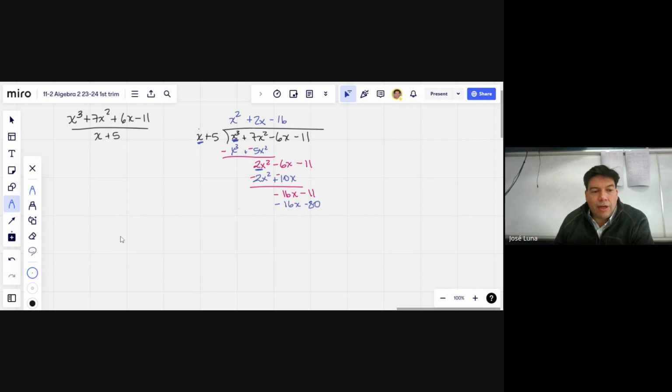Okay, so now we subtract, which means we change the signs. So this becomes a plus, this also becomes a plus. And add: negative 16x plus 16x, both of them cancel. And negative 11 plus 80 happens to be 69. 69 has no x. The divisor has 1x. So we're done. This degree here is less than the degree in the divisor. So we're done. This 69 is the remainder.